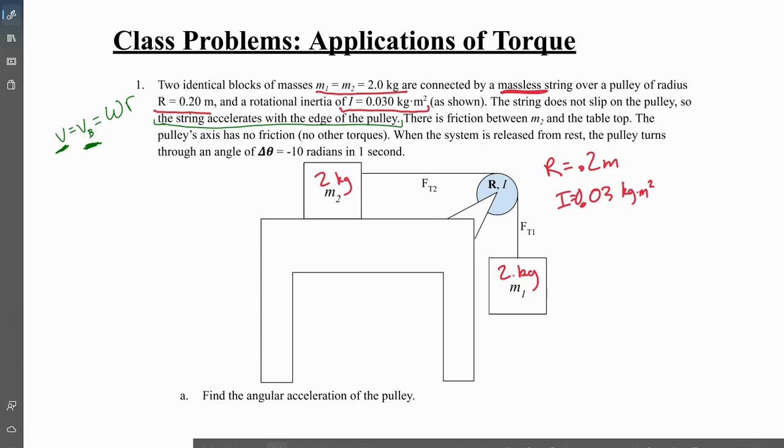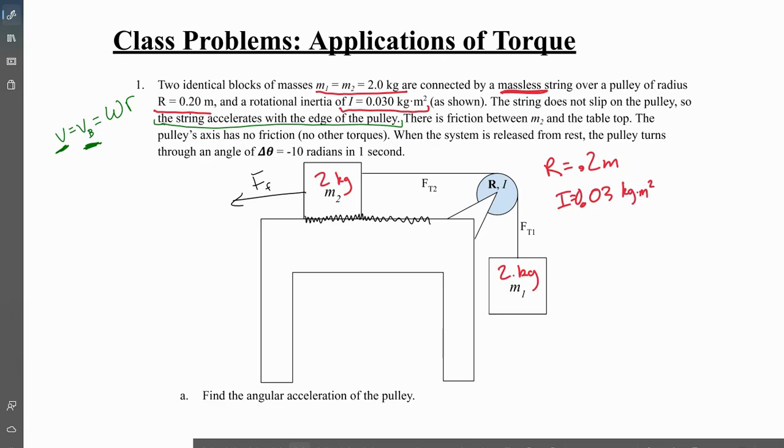Okay, there is friction between mass 2 and the tabletop, so I'm going to draw that there just to show there is friction as it moves. The other thing I'll draw, force of friction. Okay, the pulley's axis has no friction, so there's no other torques.